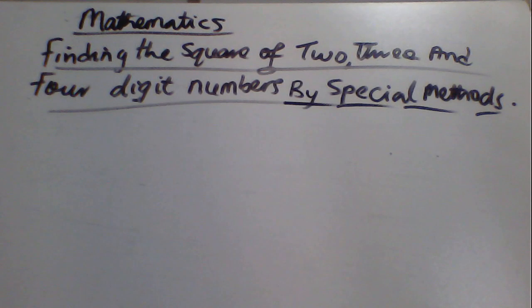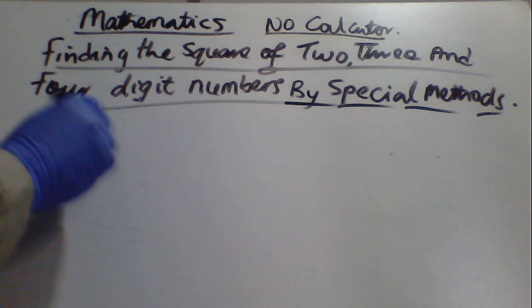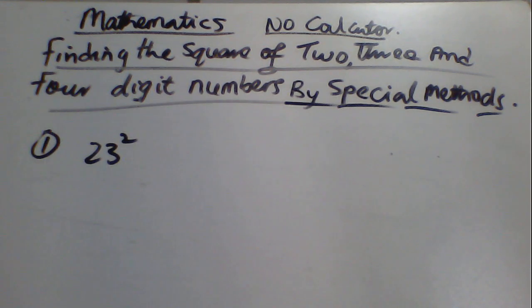Good day, student. What we have today is finding the square of 2, 3, and 4-digit numbers by special methods. In this case, a calculator is not allowed. No calculator. So how do we find the square of 3, 2, and 4-digit numbers? For example, if you are asked to find the square of 23, how do you do it very fast?